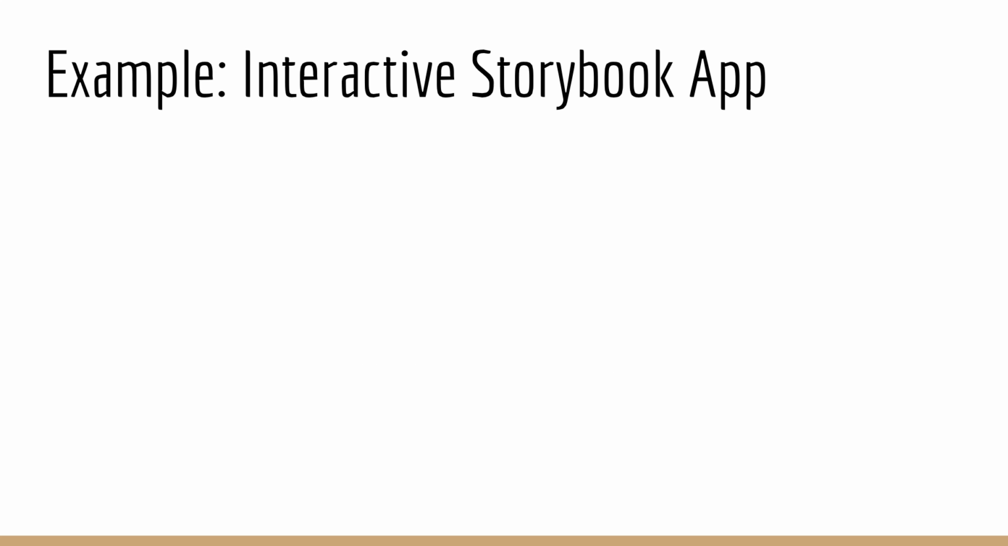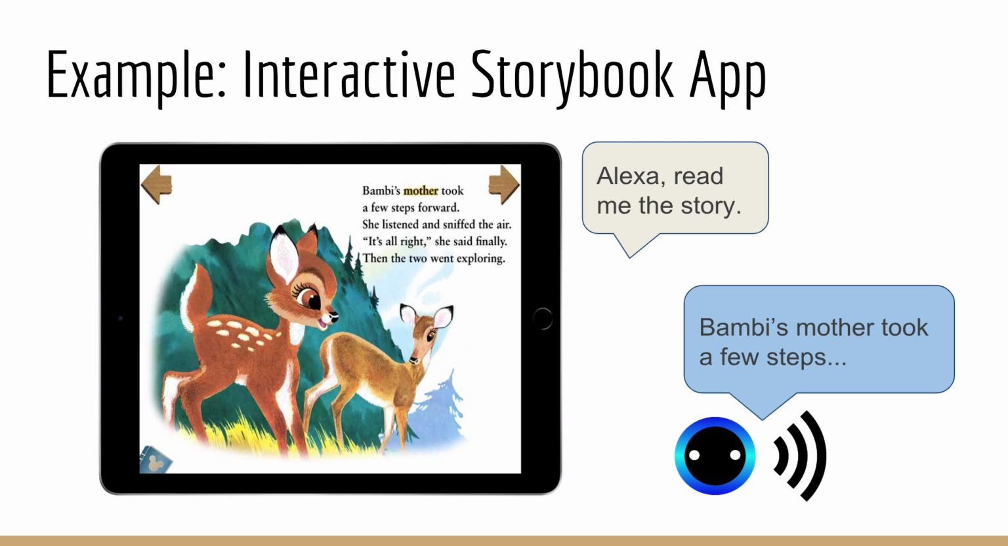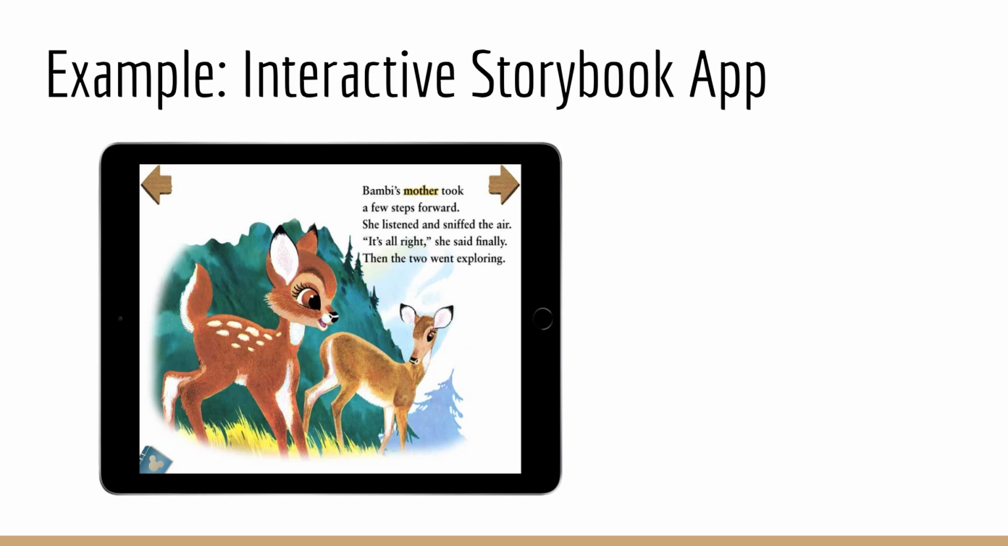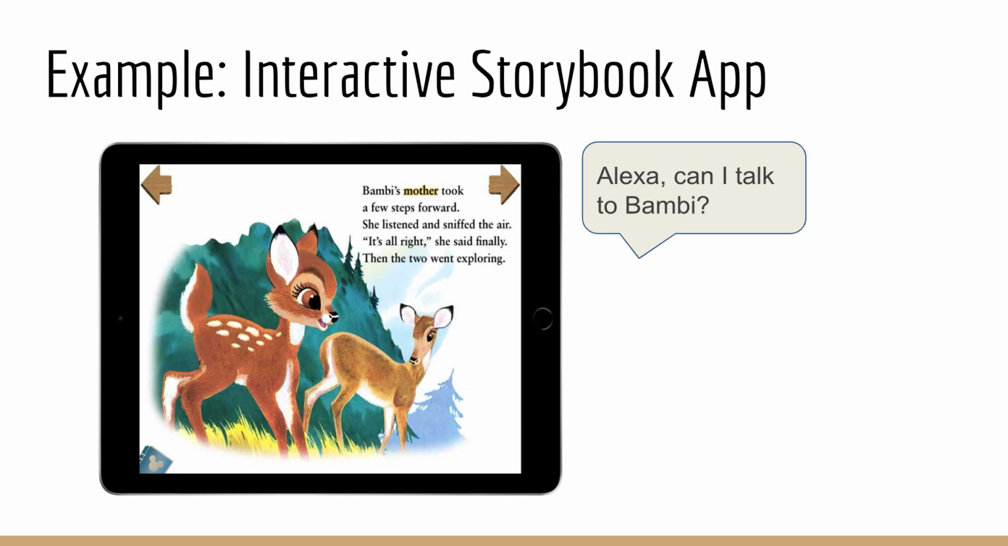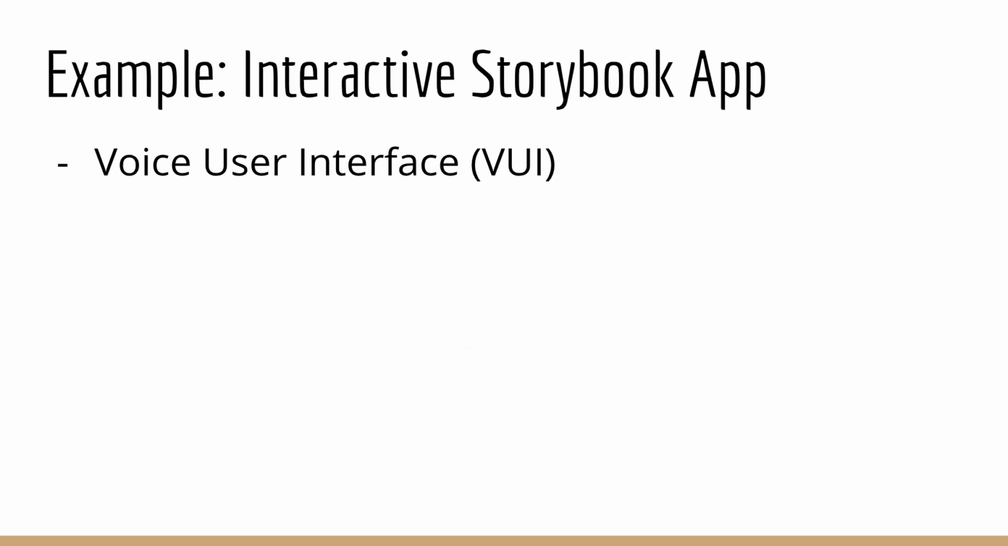Well, let's look at this example, an interactive storybook app, where we have the story of Bambi in an app, and then you, the hypothetical reader, could say, Alexa, read me the story, and Alexa will start reading the story to you. But that's not all. You could also, for example, ask if you could talk to Bambi, and Bambi could respond depending on where in the story you are. So how do we do this?